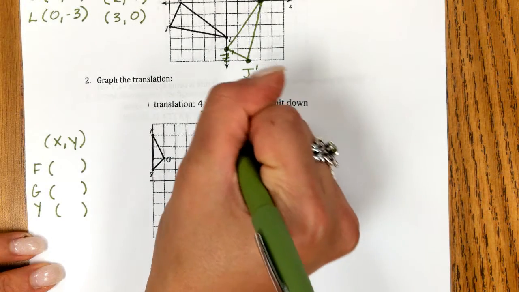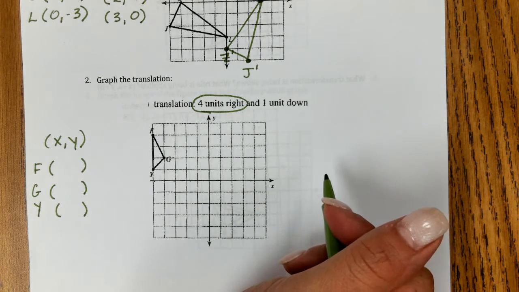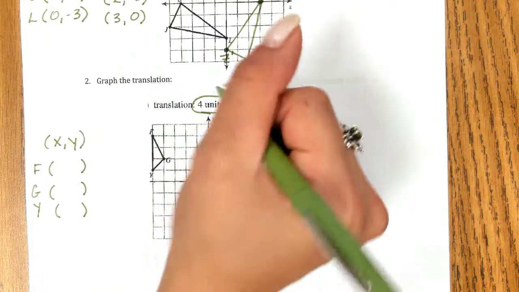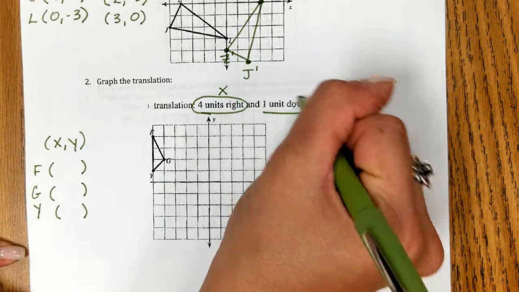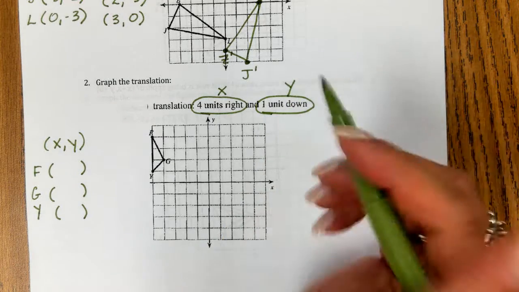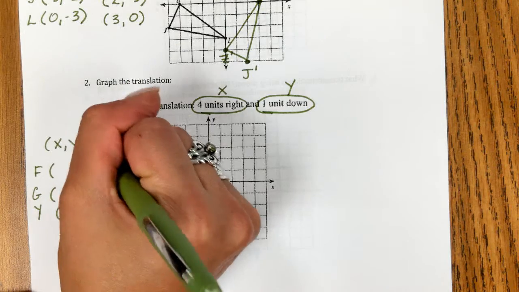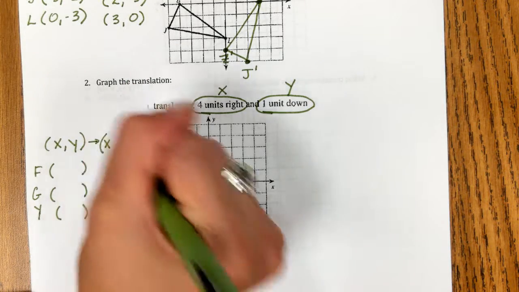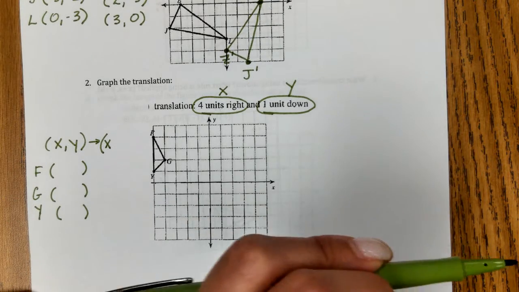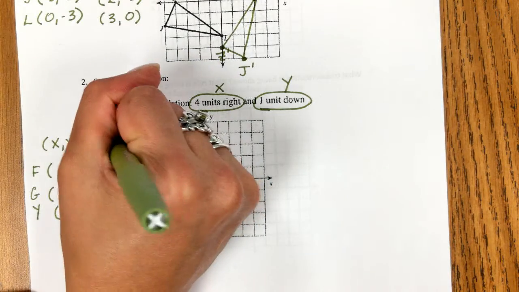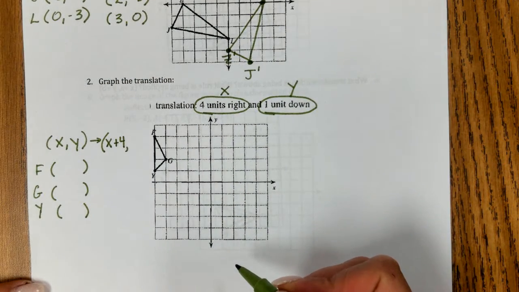So when it's talking about units to the right, is that referring to the X or the Y? Your X, because your X moves from left to right. Your Y is going to be the one that says 1 unit down, because again, the Y is up and down. So the way you would show that is you would show X. If I'm going to the right, which is this way, am I adding or subtracting? So you do X plus 4, and then Y, if I'm going down, am I adding or subtracting?